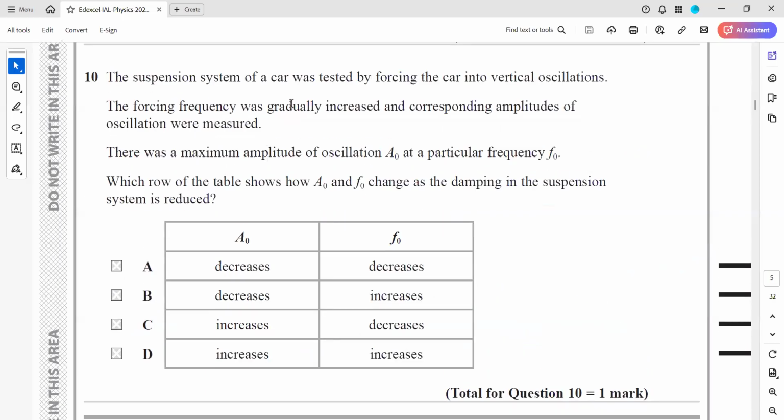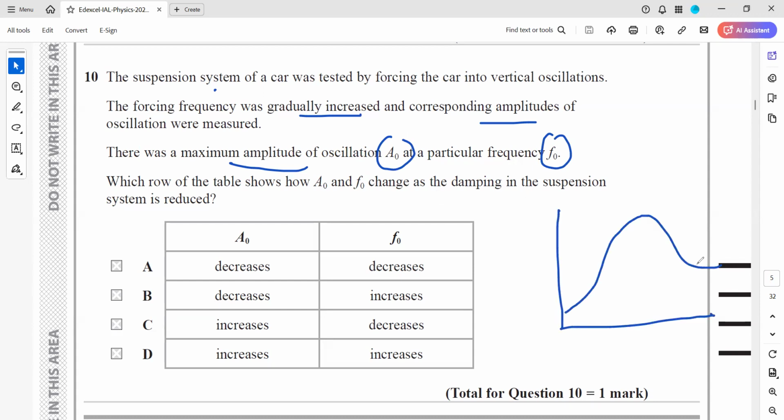A suspension system of a car is tested by forcing the car into a vertical oscillation. The forcing frequency was gradually increased and the corresponding amplitude recorded. There was a maximum amplitude A naught at a frequency F naught. Which row shows how A naught and F naught will change as damping changes? So when a system is damped, both the amplitude and the resonant frequency will decrease.